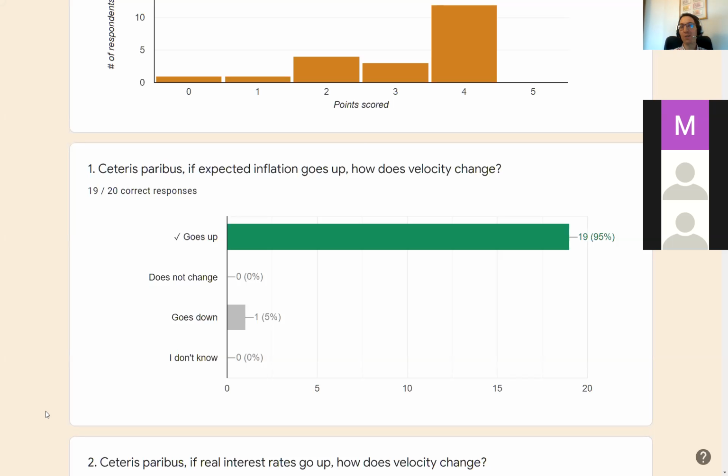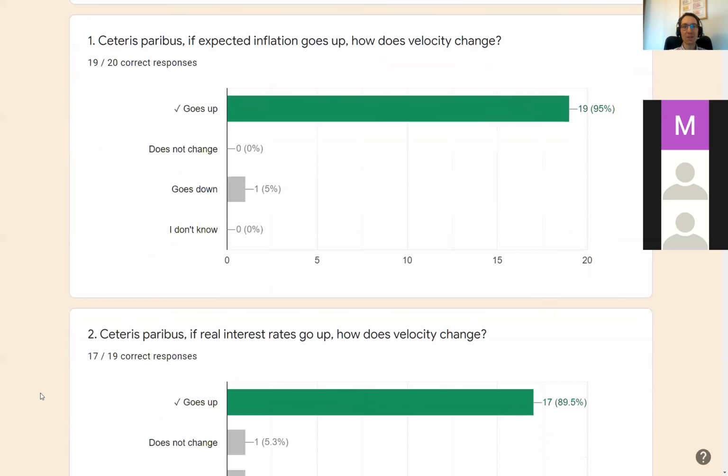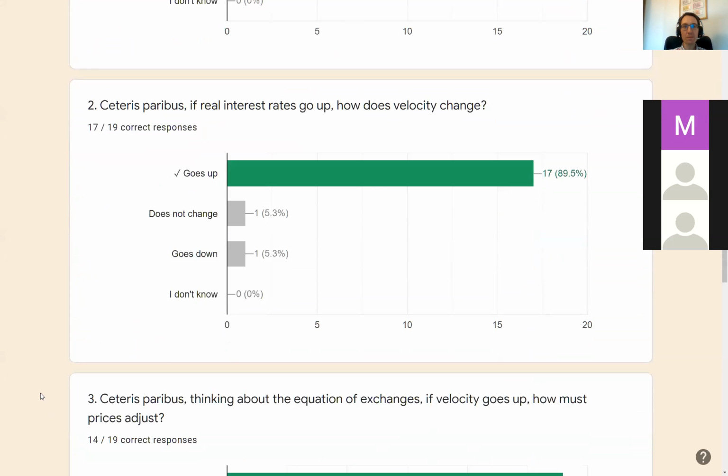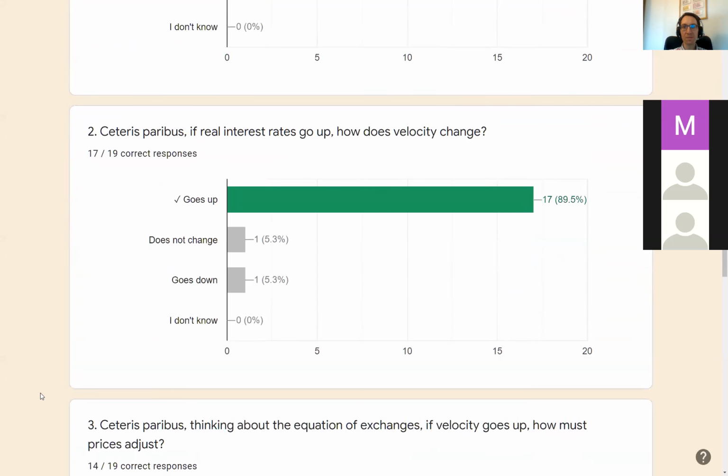So that's the link with the real interest rate. It's less risky than Bitcoin, so we assume that it's a risk-free rate. Yeah, so everybody got it, or almost everybody. Ceteris paribus, thinking about the equation of exchange, if velocity goes up, how much do prices adjust?